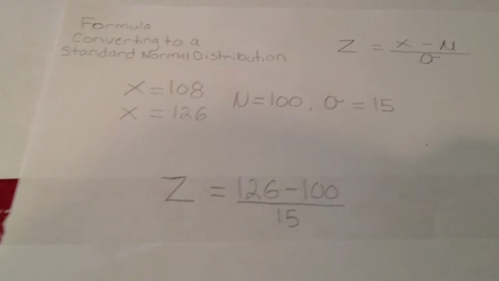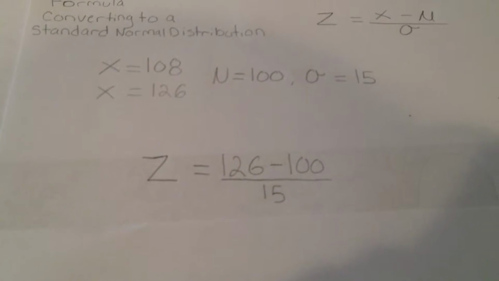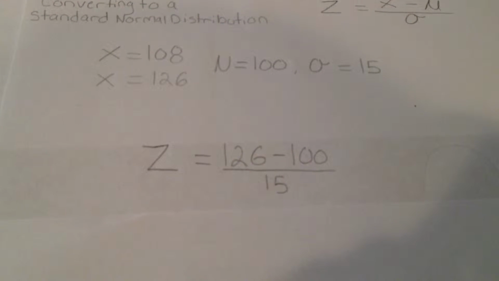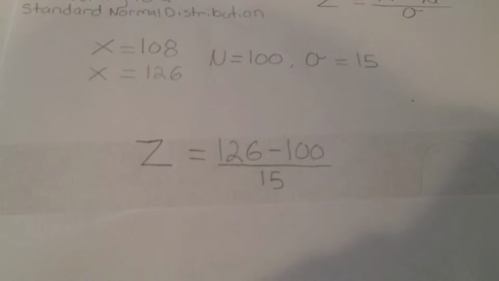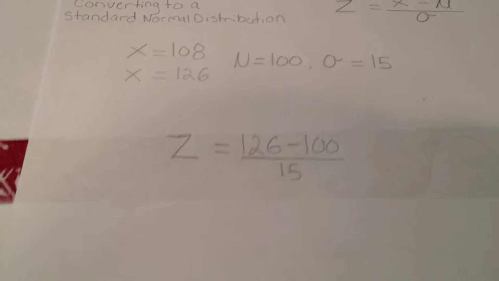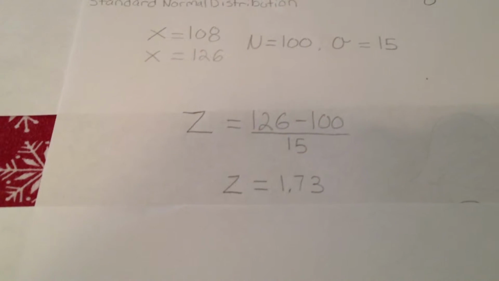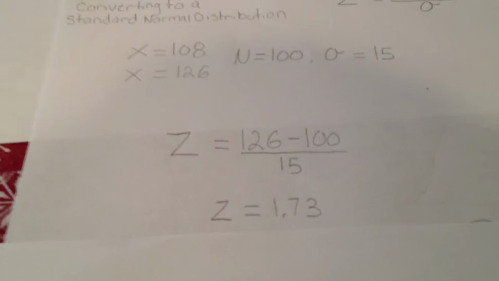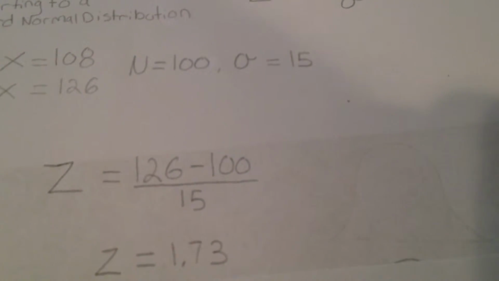So we find our first z-score. I started out with the x value of 126. So z equals 126 minus 100 divided by 15. And when you type it into the calculator, it equals 1.73.